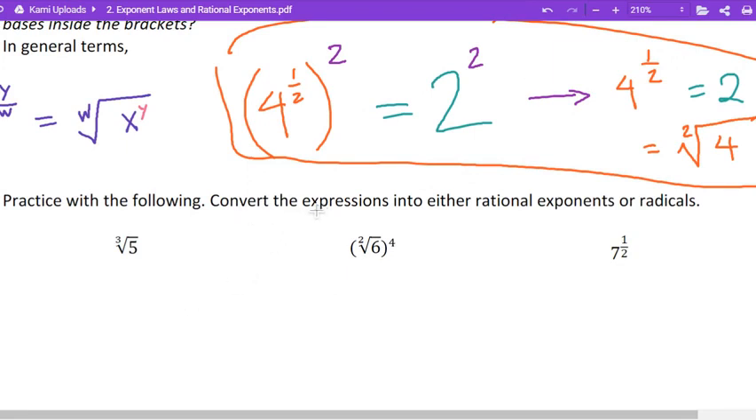Let's look at these examples. Convert the expression into either rational exponents or radicals. Rational exponents means writing an exponent that's a fraction. So this first one is a radical, and we have to convert it into a rational exponent.